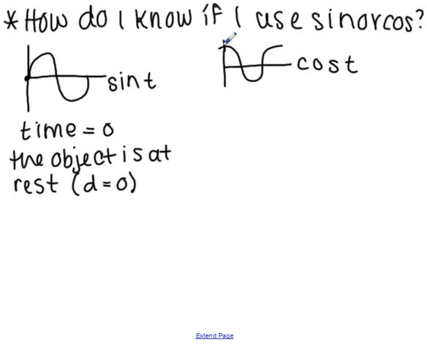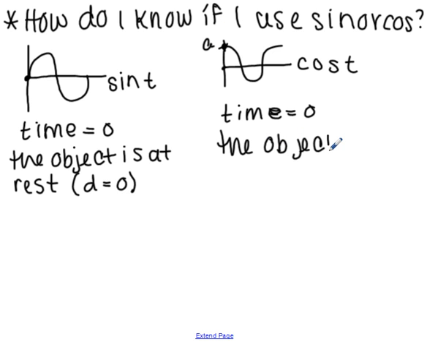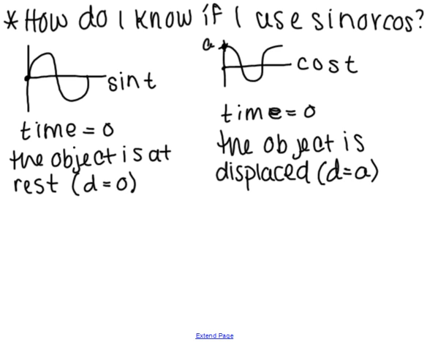Over here on cosine, however, at time equals 0, right here, my point is up here, which means I am displaced at the very beginning. So the object, I'm going to call this A. So the object is displaced, and D is equal to some value A. So let's take this information and write an equation.